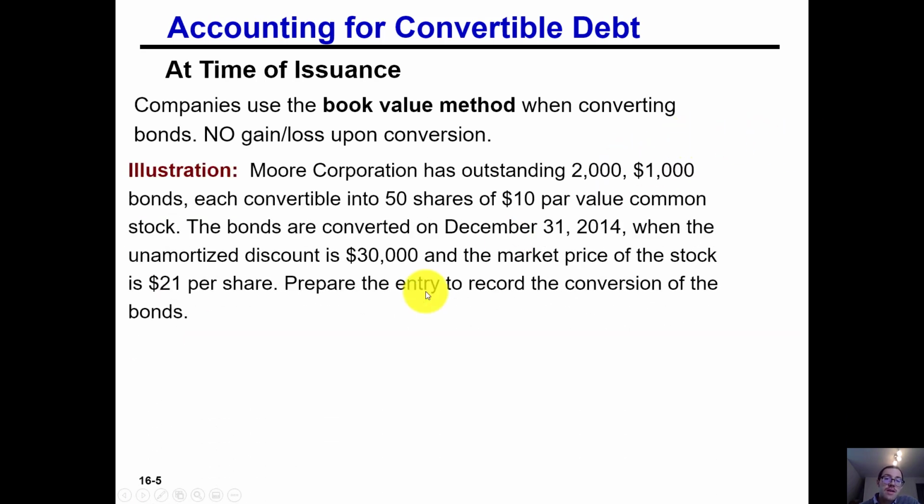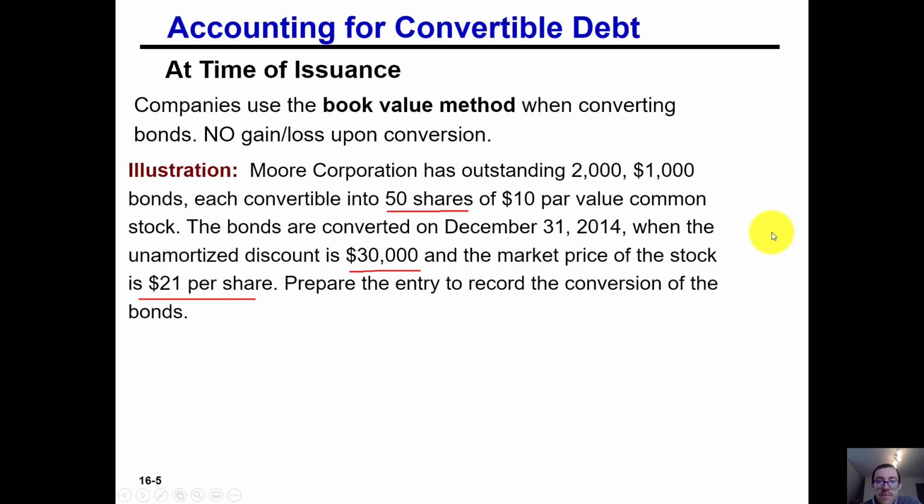So, Moore Corporation has outstanding 2,000 bonds, $1,000 face value. Each is convertible into 50 shares of $10 par value common stock. So 2,000 bonds, each one of these things can be traded for 50 shares. The bonds are converted on this day when the unamortized discount is currently $30,000 and the market price of the stock is $21 per share.